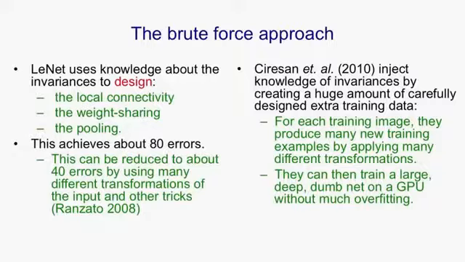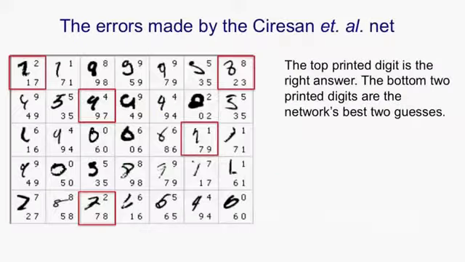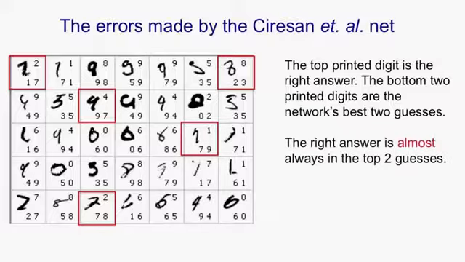So really they were combining three tricks. Put your effort into generating lots of synthetic data, then train a large dumb net on a GPU. They managed to achieve 35 errors like that. So here's the 35 errors they got. The top printed digit is the right answer, and the bottom two digits are their top two answers. What you'll notice is that they nearly always get the right answer in their top two. There's only 5 cases where they don't.